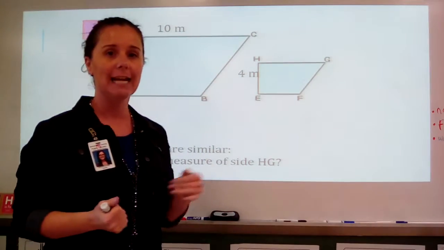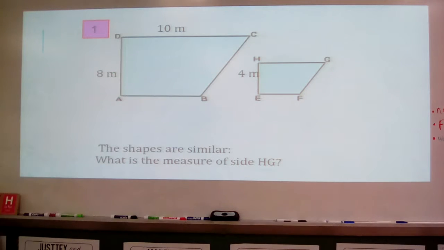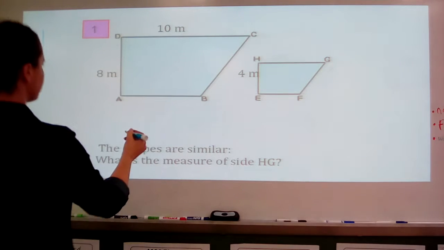The first problem we're looking at here is problem number 1, where we are trying to find the measurement of side HG. When you look at the problem, you see that we are not given a scale, but rather we are told that the shapes are similar. When we are dealing with similar figures, we know that we have to set up a proportion. So the very first thing I'm going to do is set up a proportion.